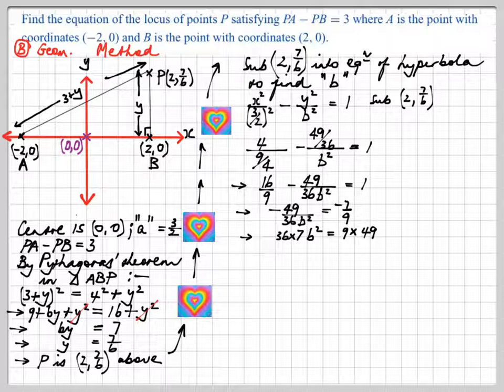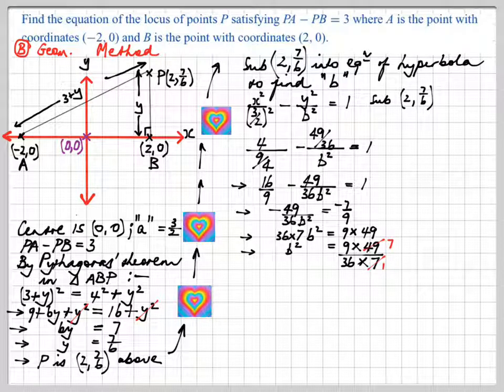So let's solve it for b squared, because b squared's all we need. B squared's what goes in that expression above for the hyperbola. Don't need b, just need b squared. Of course, if you wanted the asymptotes, you'd solve it for b, but we don't necessarily need them. They're only asking us for the equation of the locus.